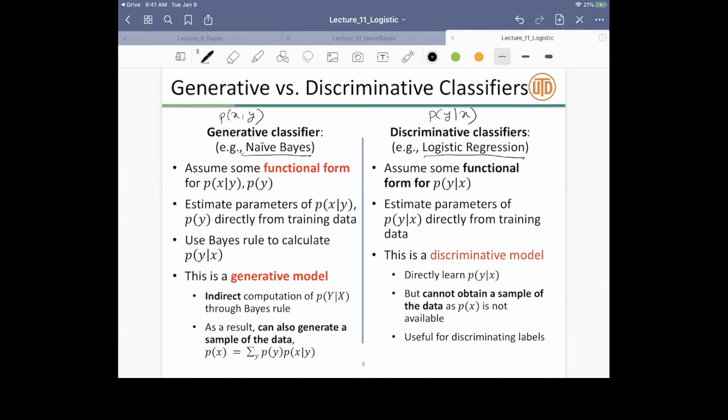The intuition with generative classifiers is that they assume some functional form of P of x given y and P of y, and use the Bayes rule to say that P of x comma y is P of x given y multiplied by P of y, and then you sum over the y's. This is the main idea with generative classifiers. And then you have some parameterization of P of x given y and P of y.